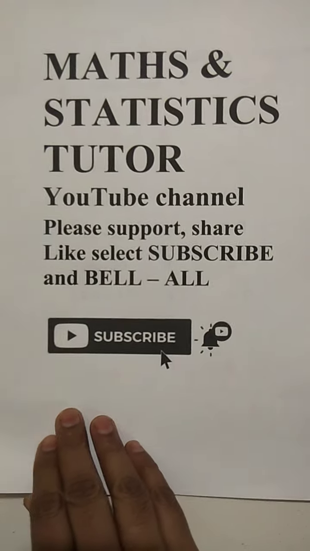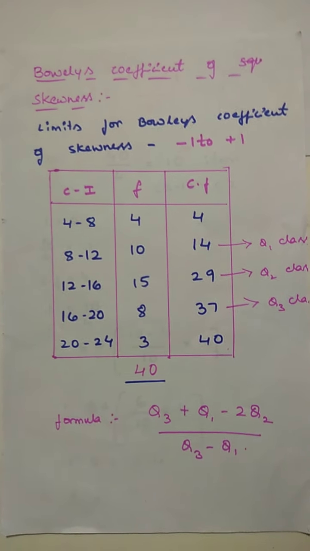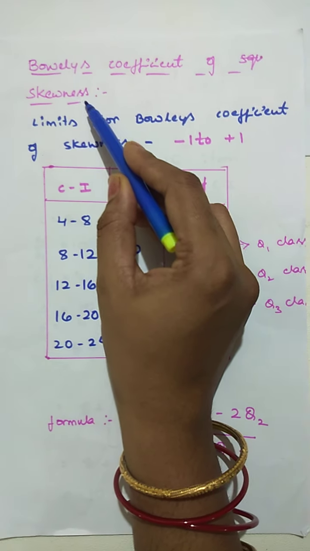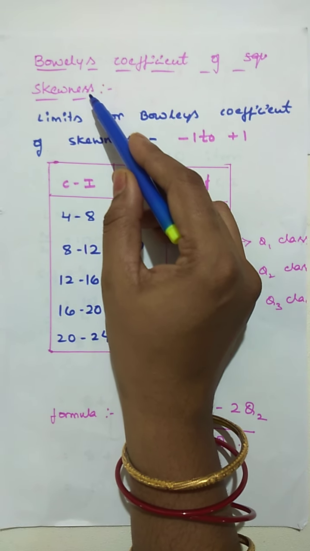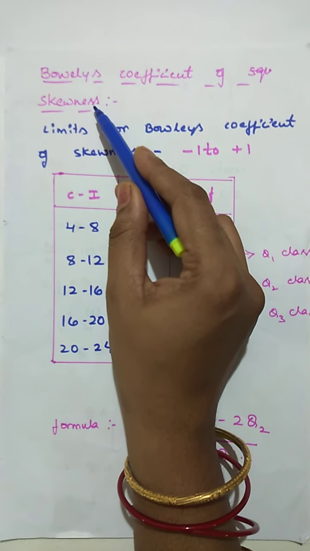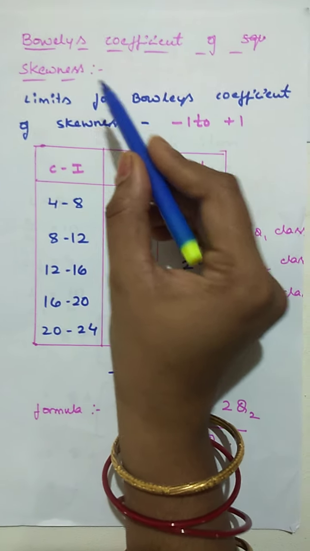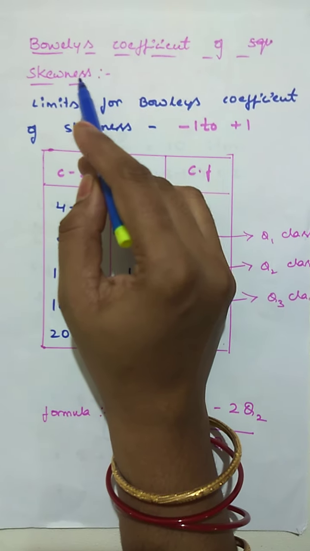In this class, I am going to explain about Bowley's quotient of skewness. In my previous videos, I have explained about skewness and then about measures of skewness. In that, I have explained Karl Pearson's coefficient of skewness. In this class, I am going to explain about Bowley's quotient of skewness.